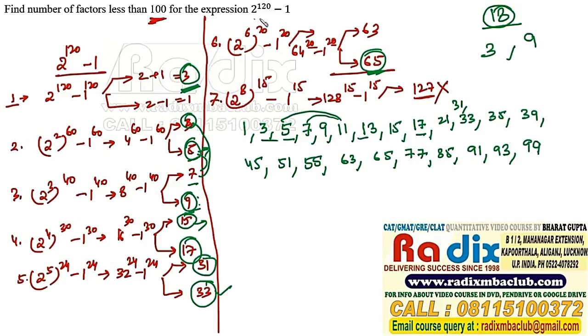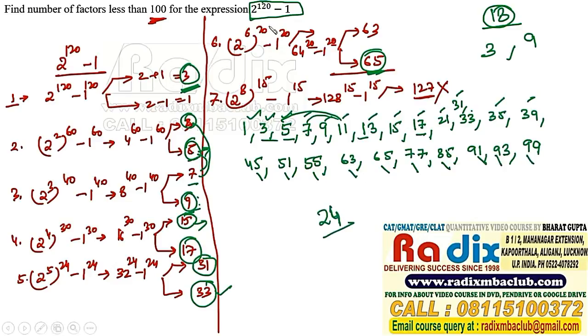Actually, this is not a question that can be asked in examination, but the logic behind this is very important. So there are 1, 2, 3, 4, 5, 6, 7, 8, 9, 10, 11, 12, 13, 14, 15, 16, 17, 18, 19, 20, 21, 22, 23, 24. So there are 24 numbers less than 100 which will divide 2 to the power 120 minus 1. Right?